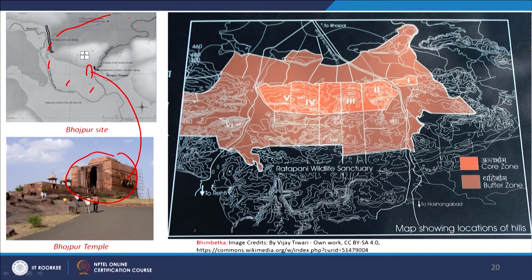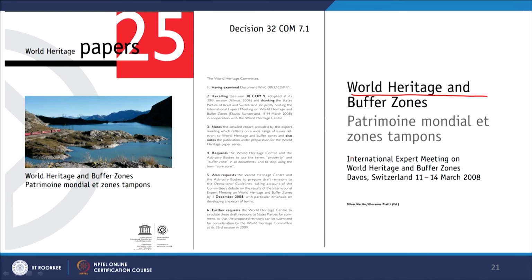Like in Bhimbetka, earlier they used to call it a core zone and a buffer zone. So you have the caves here, which are the real heritage, and then you have the buffer zone, which also has some legal instructions attached to it. When we talk about buffer, this is a very tricky concept to really define: what is a buffer, what are the legal implications, and how they differ by national levels. So a lot of discussion has been held, especially in the international expert meeting of 2008 on World Heritage Buffer Zones, and one can refer to it.